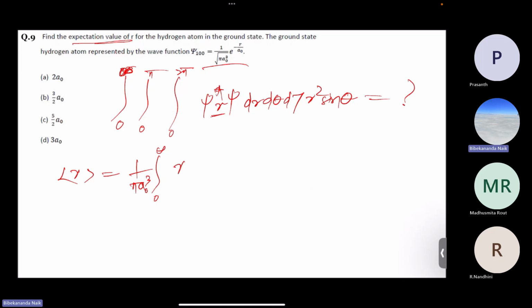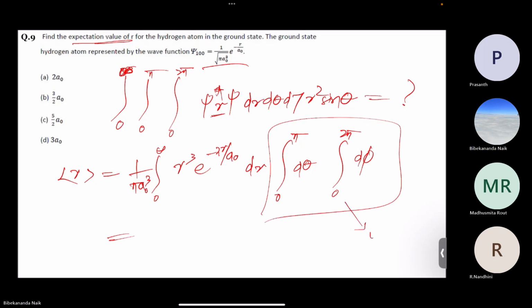Zero to infinite, r square, r cubed, e to the power minus 2r by a0 dr, 0 to pi d theta, 0 to 2 pi d phi. So if you calculate, we know this part is 4 pi. So it is 4 pi by pi a0 cubed, 0 to infinity r cubed e to the power minus 2r by a0 dr.